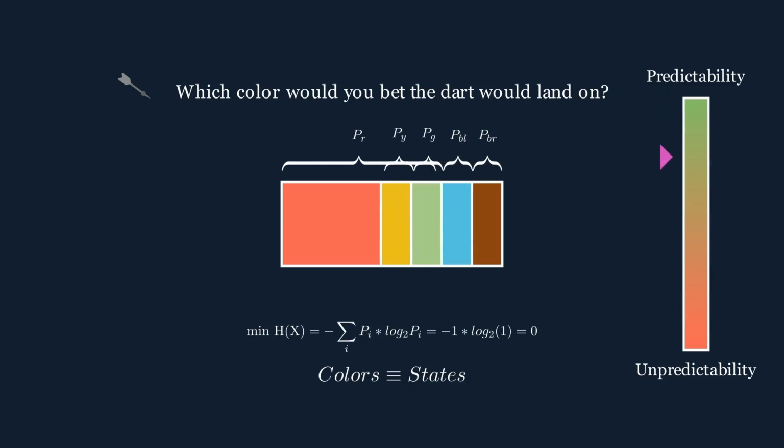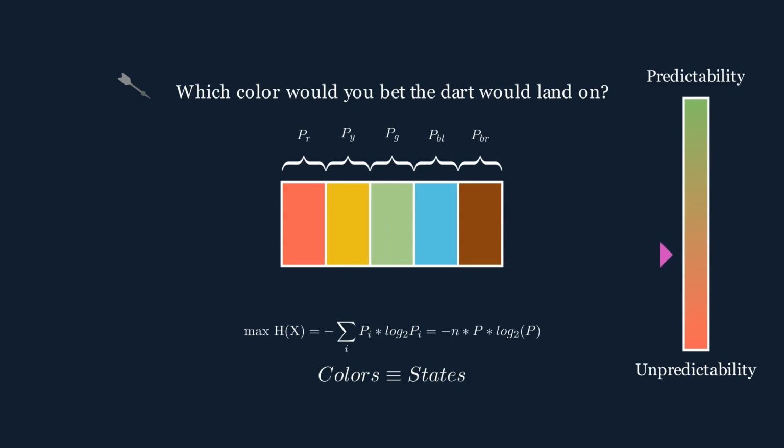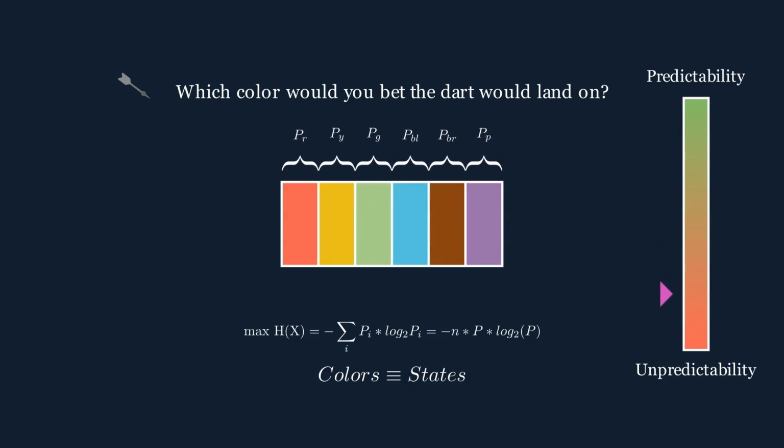Whereas the entropy is maximum for a given number of states when the probabilities are evenly distributed across all states. And as the number of states increases, the entropy also increases, which also makes intuitive sense, right? Because there will be more outcomes to choose from, which means higher unpredictability. And this brings us to our next section.